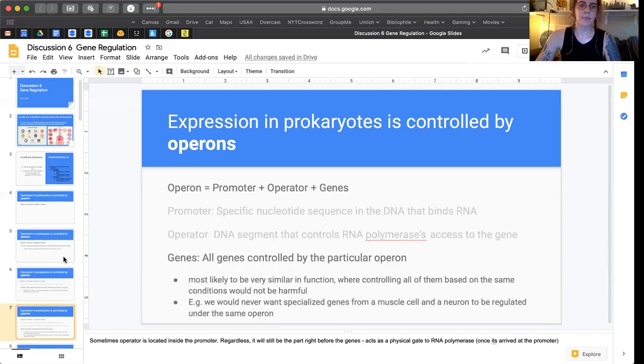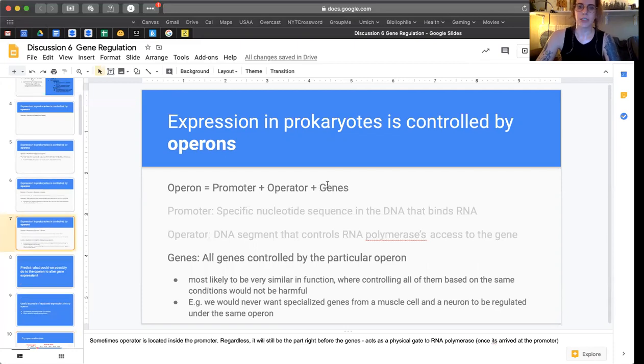And then lastly, I just want to talk about what we mean by these genes here. We call them structural genes in this case because they're going to code for things that are important for biosynthesis and stuff like that. Any genes that are linked together under this same promoter and operator are most likely going to be very similar in function. And that's because we would only want genes to be linked together when they respond to conditions in a similar way.